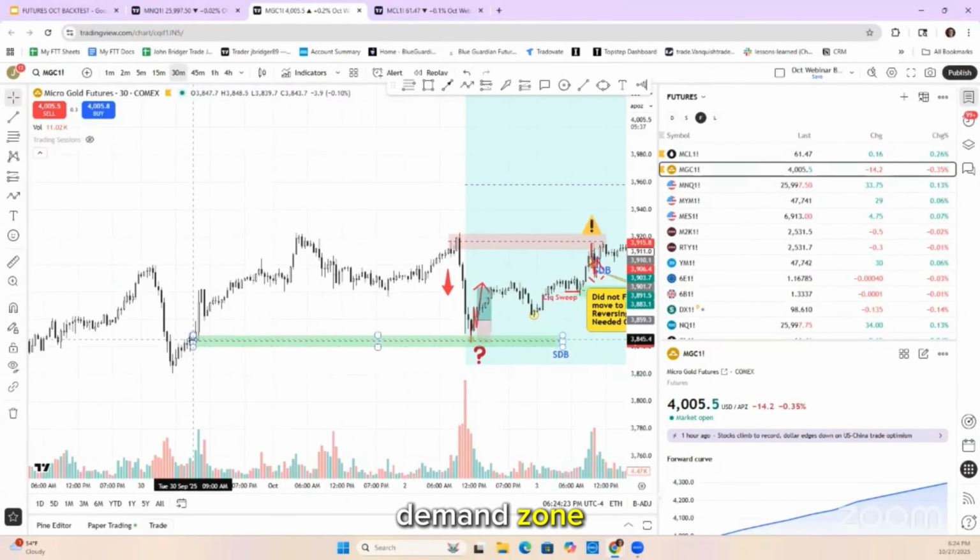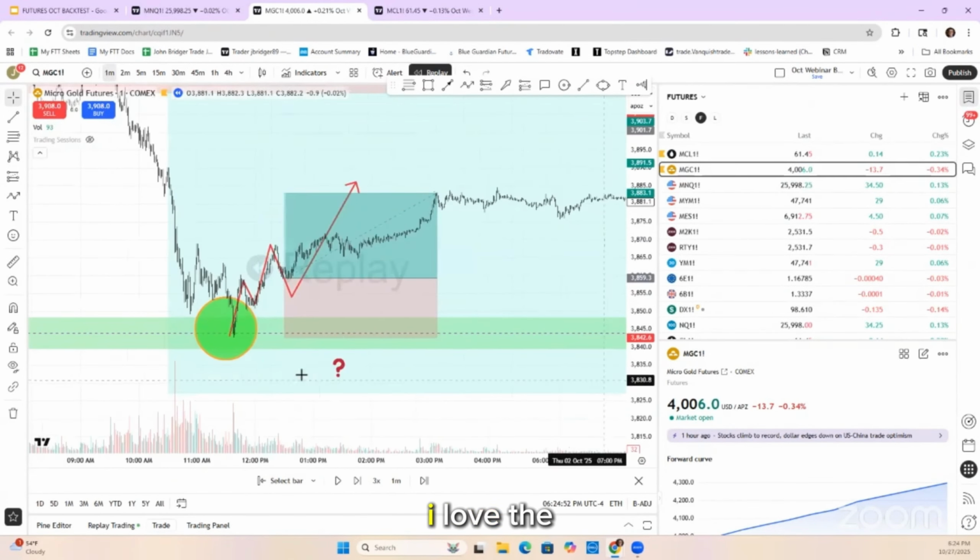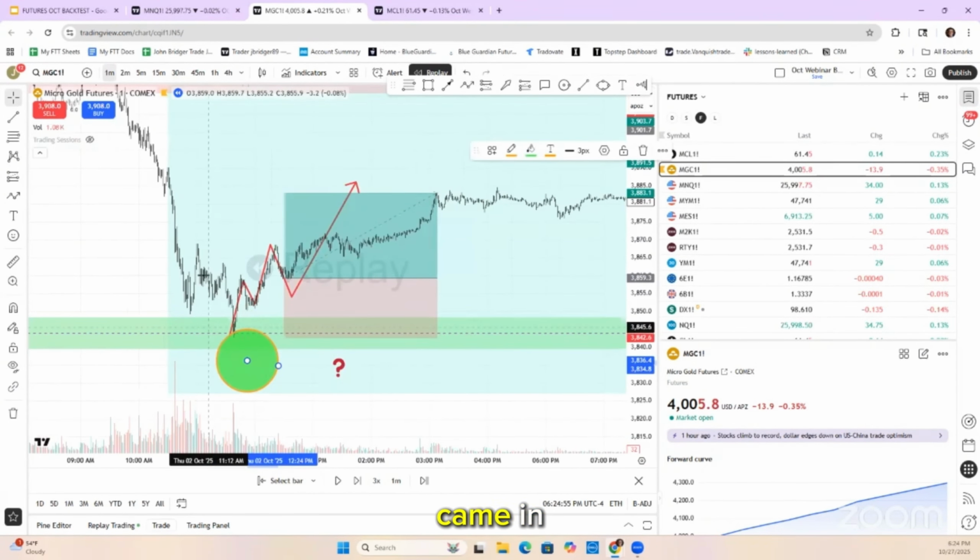You see this demand zone here is a fresh one. Got a nice tap of it. I love the reaction. See that reaction came in, nice reaction. That's what you want to see. Now, you never really got a strong high to break.